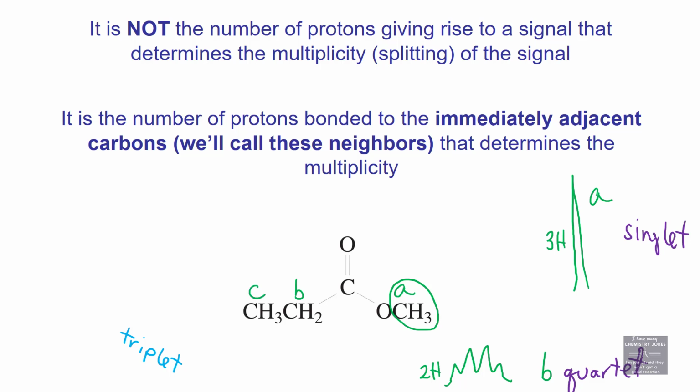Okay? Peak C would show up as a triplet. A triplet has a tall middle finger. A triplet does not tell me that 3 hydrogens are represented by that peak. A triplet tells me there are 2 hydrogens on the neighboring carbon. But the integration of that triplet would be 3 hydrogens because there are 3 hydrogens directly connected to peak C. It gets better as we go through more examples, I think.